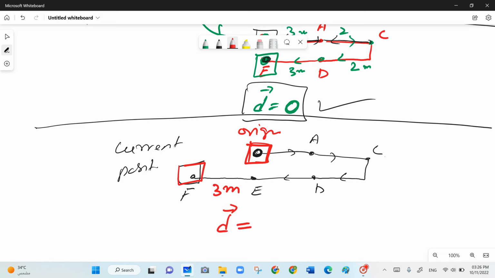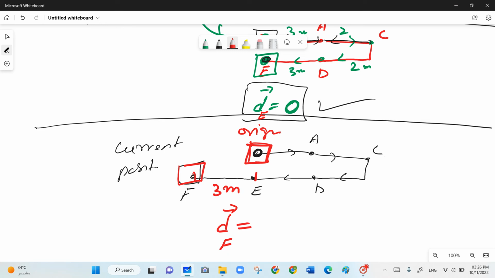The displacement at F. This was the displacement at E, sorry, when it was 0. Okay, so the displacement at F. Can you make a guess what it can be? Here, if we see simply, it is 3, but 3 what? 3 meter or something else?